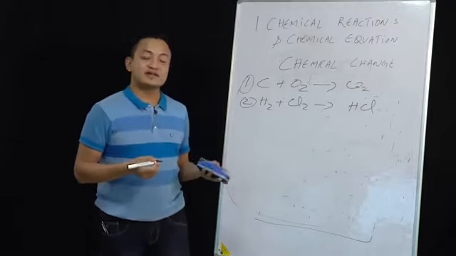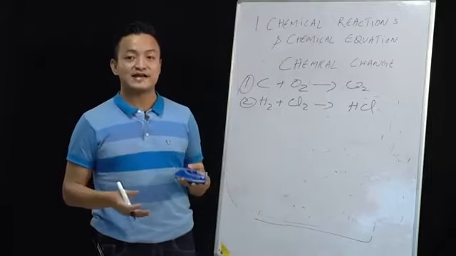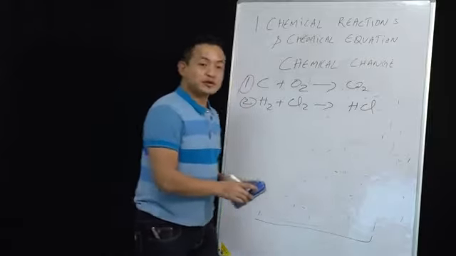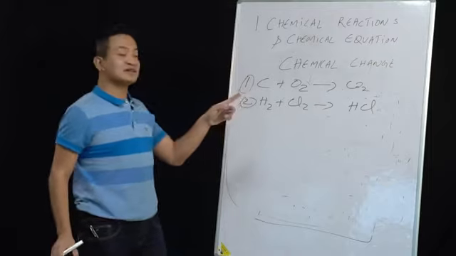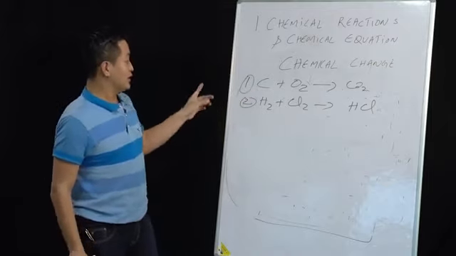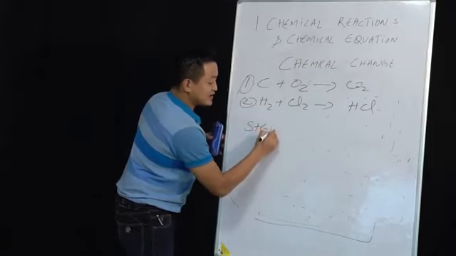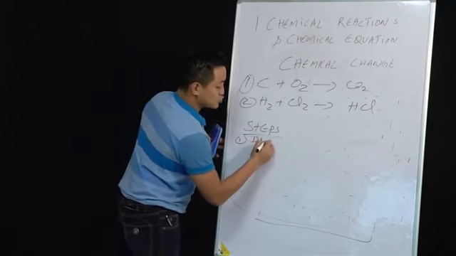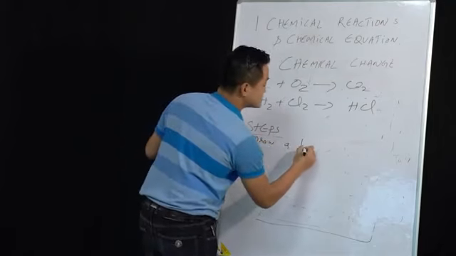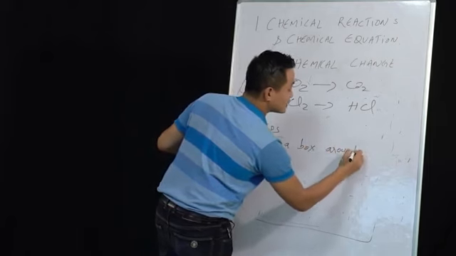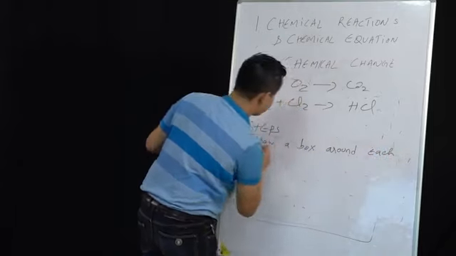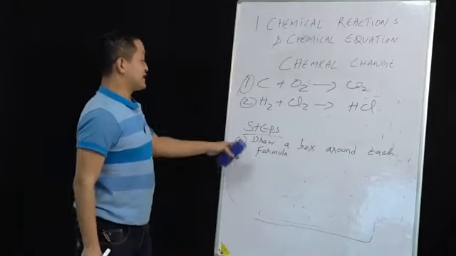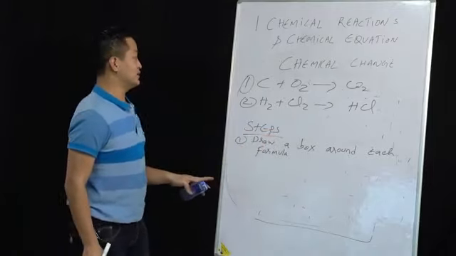In the textbook, we have around 7-8 steps. But I'll give you a very easy and simple trick so that you can solve balancing chemical equations right away. These are 3 steps. First step: draw a box around each formula.